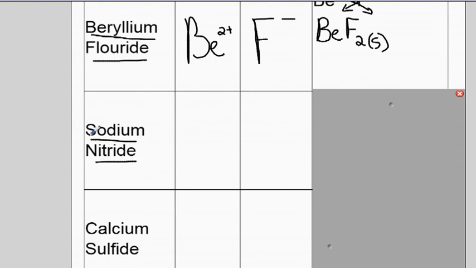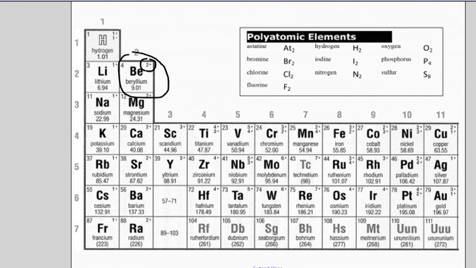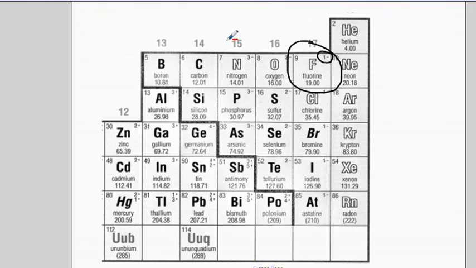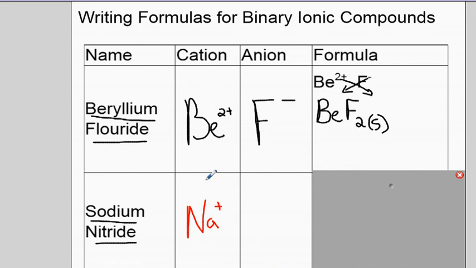Okay, the next one that's up is sodium nitride. So our cation will be sodium. It is here on the periodic table, Na, and its charge is 1+. So we will have Na+. And nitride is on the right-hand side of the periodic table, a capital N with a charge of 3-. So N 3-.